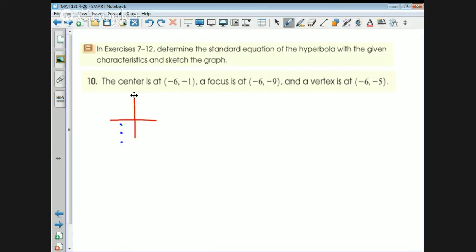So for all of these, from the center, I had to go straight down to get to a vertex. I had to go straight down to get to a focus. Which means I would go up to get to the other vertex, and up to get to the other focus. And the vertices then, being up and down from center, would drive a vertical transverse axis. It's like saying the word horizontal two different ways. So, okay. Vertical transverse axis.